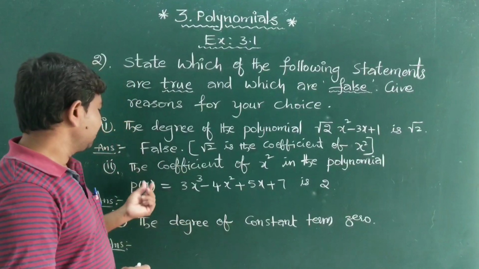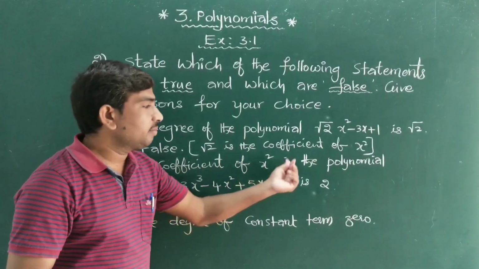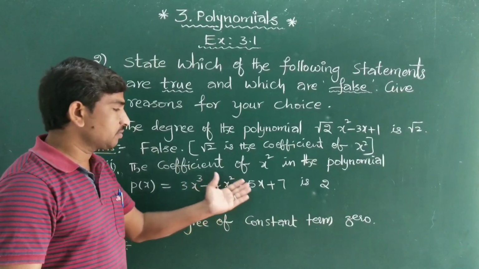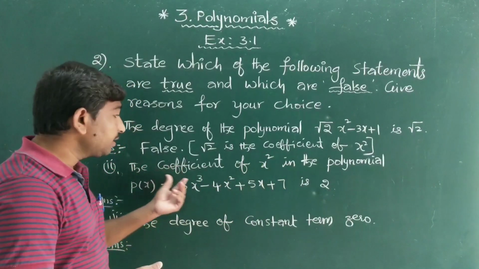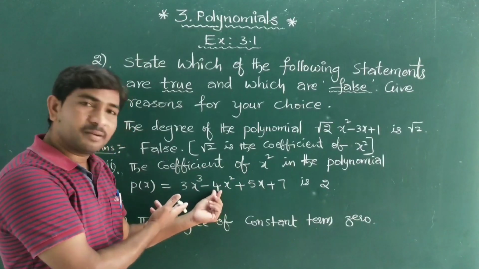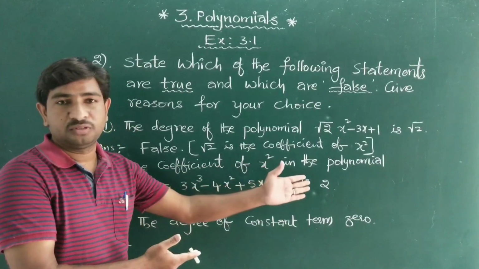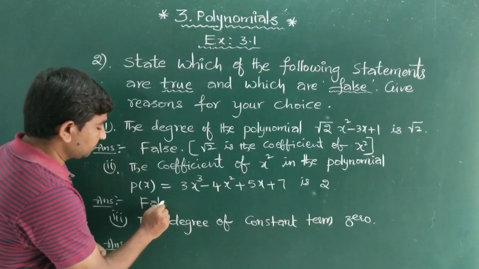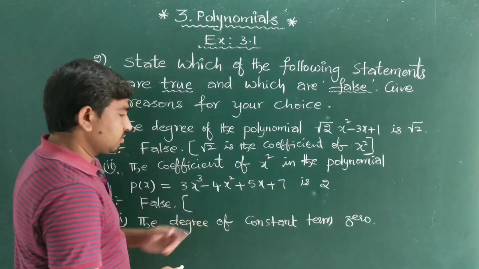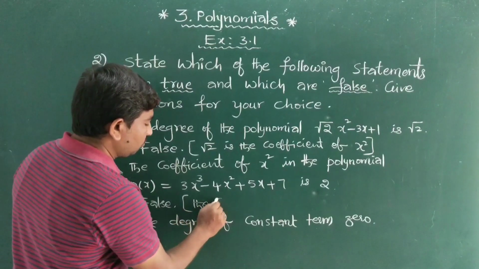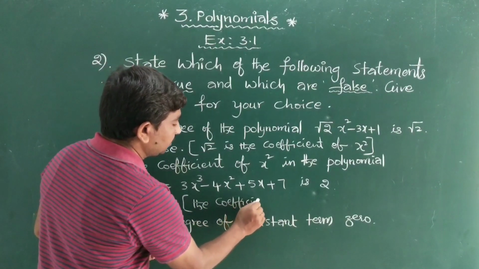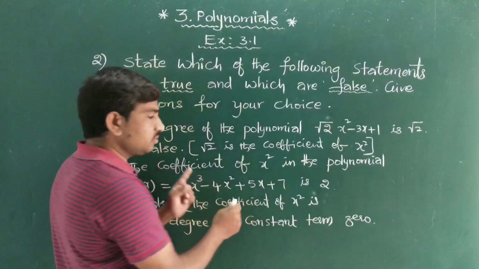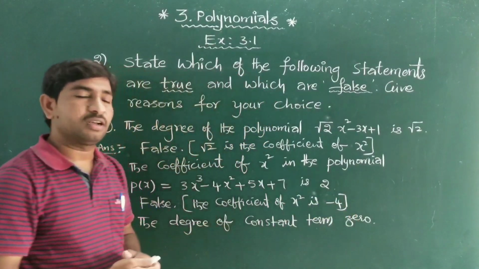Okay, now see the second part. The coefficient of x square in the polynomial P of x equals 3x cube minus 4x square plus 5x plus 7 is 2. What is the x square coefficient here? Minus 4. But the statement says 2. So this is also a false statement. The reason is that the coefficient of x square is minus 4.